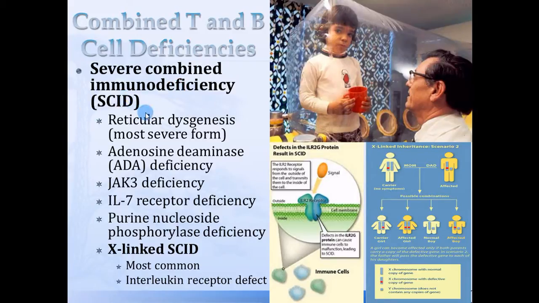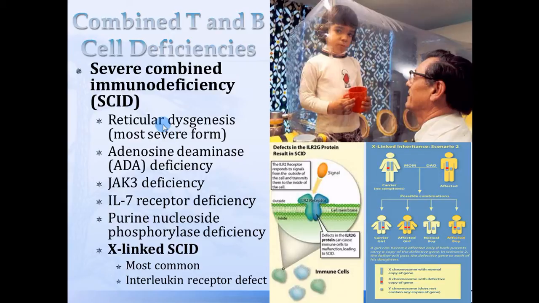So, SCID. About 50% of SCIDs are X-linked. The most dangerous one is actually called reticular dysgenesis. This is T minus, B minus, NK minus. What's that telling you? The T cells, the B cells, and the NK cells are all defective. Their immune system is just shot. So their immune cells are basically just dead in the water and not doing anything.